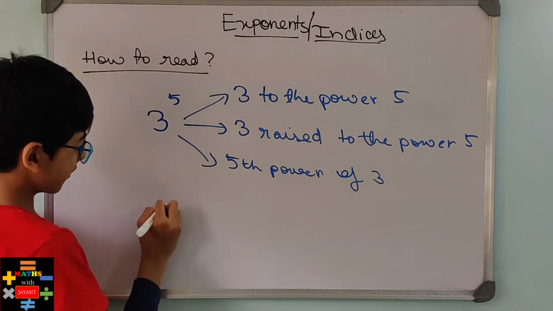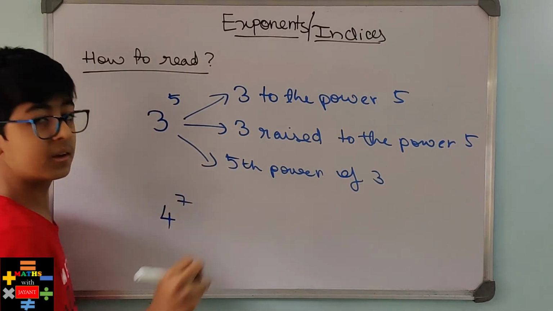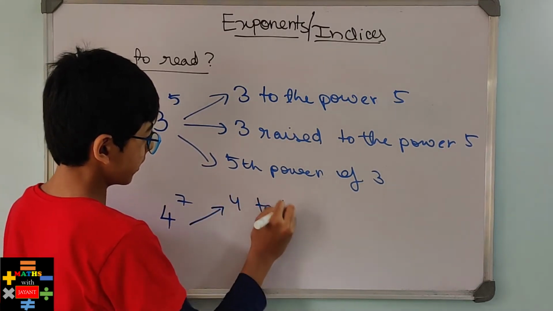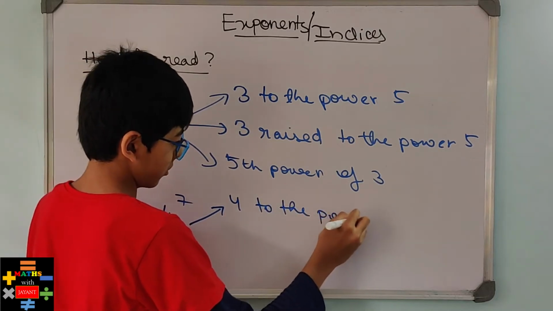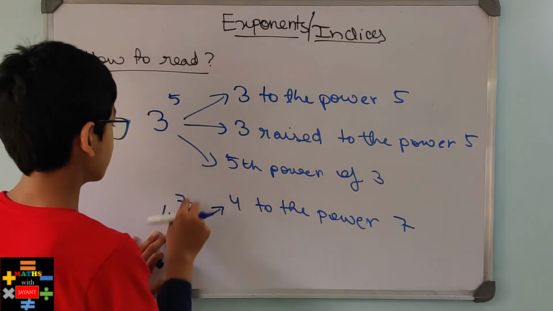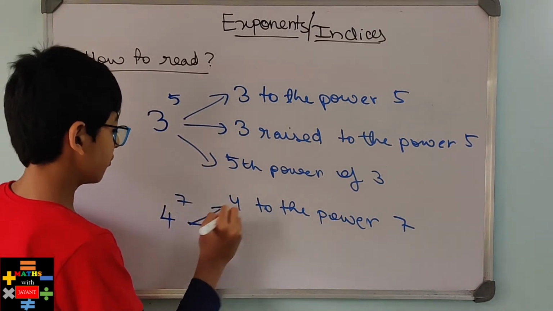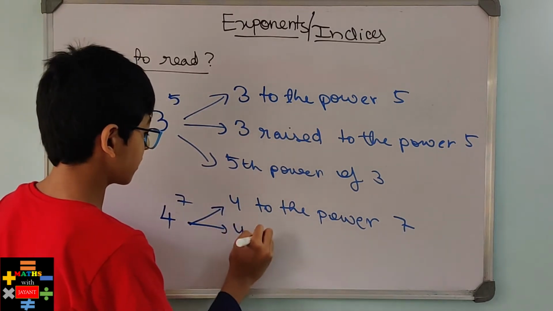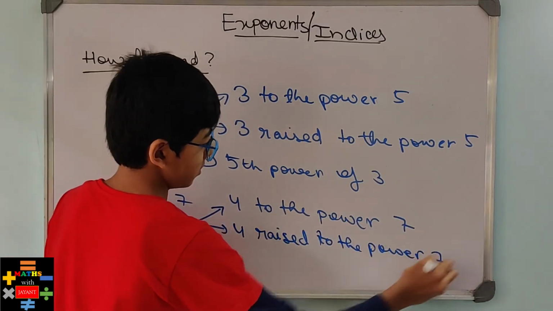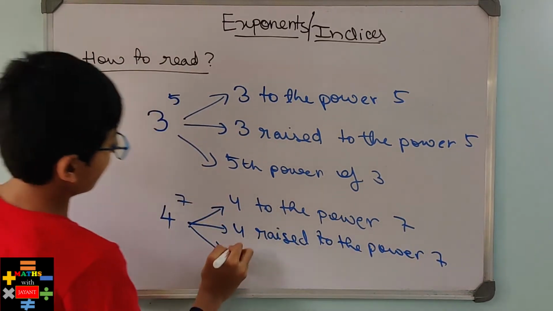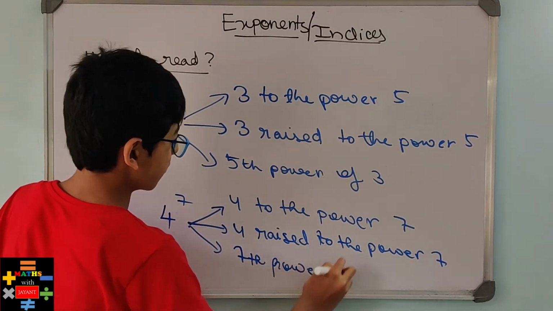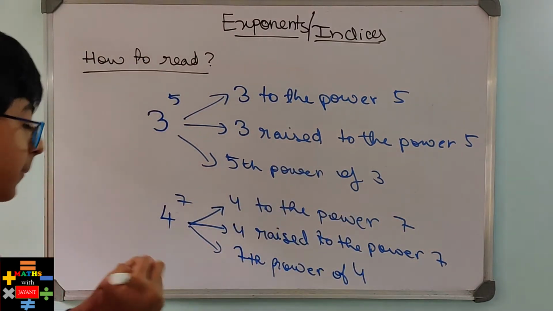Let us take another example, 4 with the 7 on top. This could be read as 4 to the power 7. This is one way of reading it, wherein we first say the base and then to the power the exponent. Or you include another word, 4 raised to the power 7, or the 7th power of 4. So there are lots of different ways of reading an exponent.